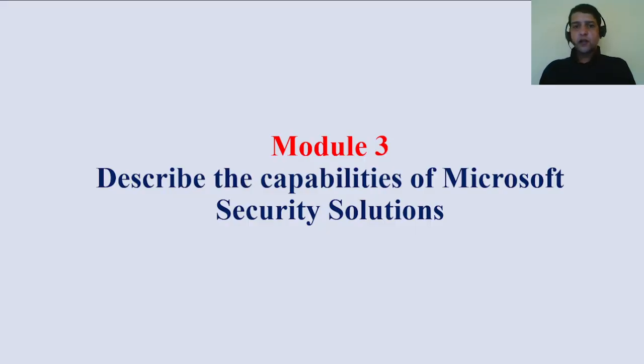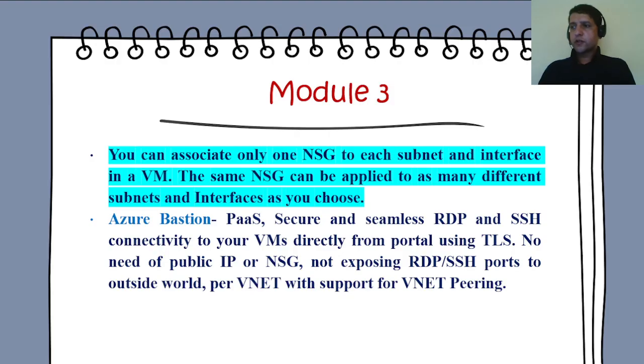Now let's see what we need to remember in module 3, which is describe the capabilities of Microsoft security solutions. So this is very important. You can associate only one network security group to each subnet and interface in a VM. The same NSG can be applied to as many different subnets and interfaces as you choose, right? But you can associate only one NSG to either an interface or a subnet, but the same NSG can be applied to as many subnets.